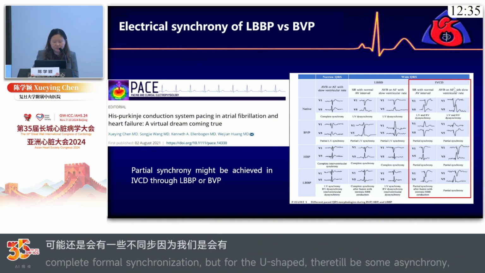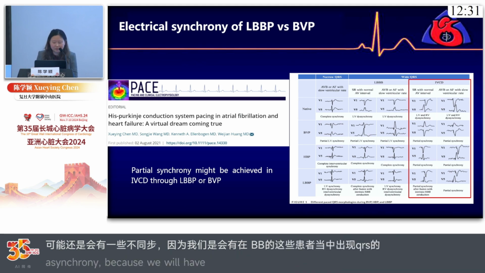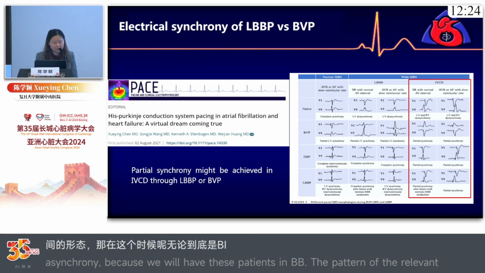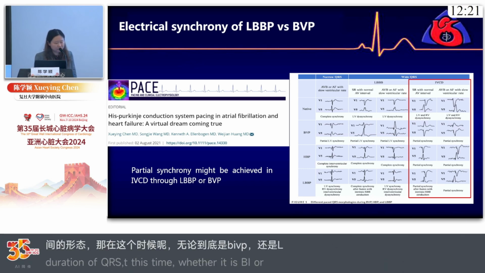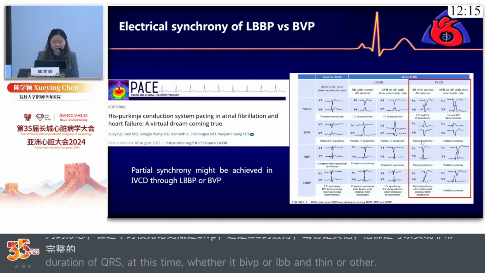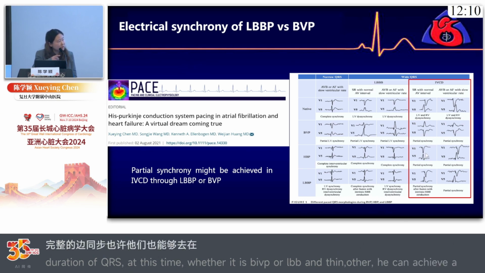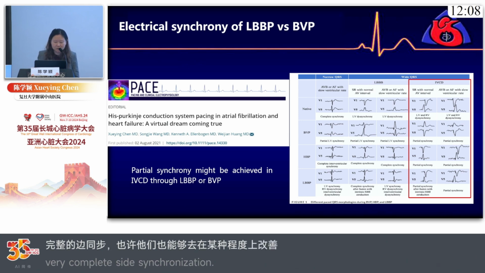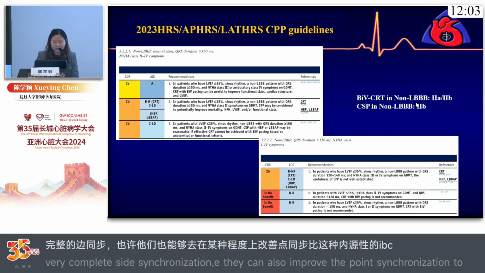But if we have an IVCD case, the story is totally different. Neither BiVP pacing, His bundle pacing, nor LBB pacing can achieve a very complete electrical synchrony. Maybe they can just improve the electrical synchrony somewhat compared with the intrinsic IVCD morphology of this QRS complex.